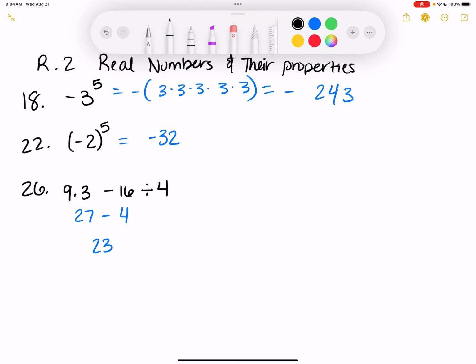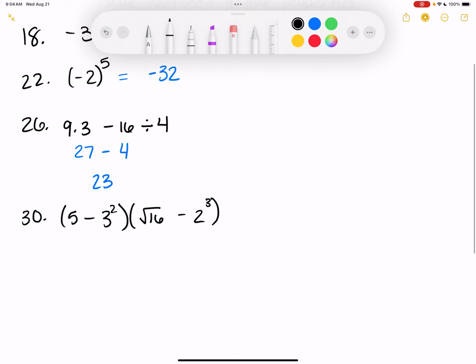Let's see, 30. In parentheses, we have 5 minus 3 squared. Close the parentheses. Another parentheses, the square root of 16 minus 2 cubed. So what does order of operations tell me I have to do with this one? What's the very first step? Either powers. Sort of, but what's the very first? What is the P in PEMDAS for?